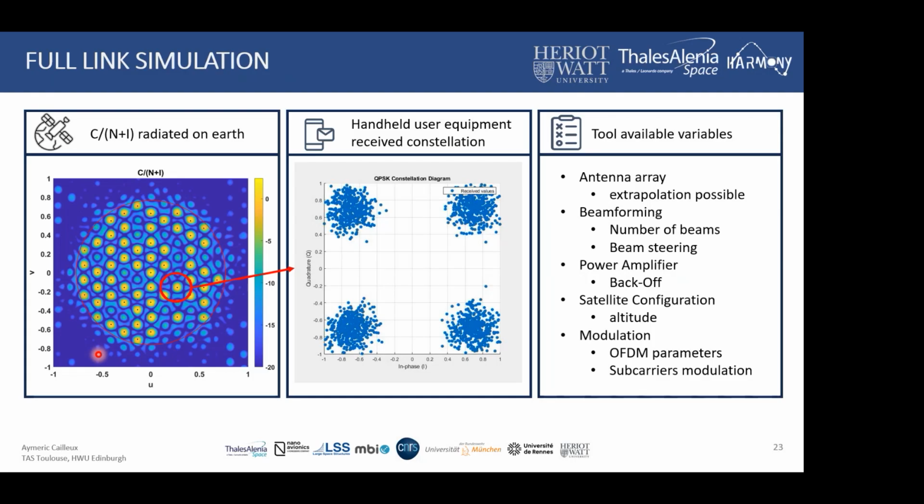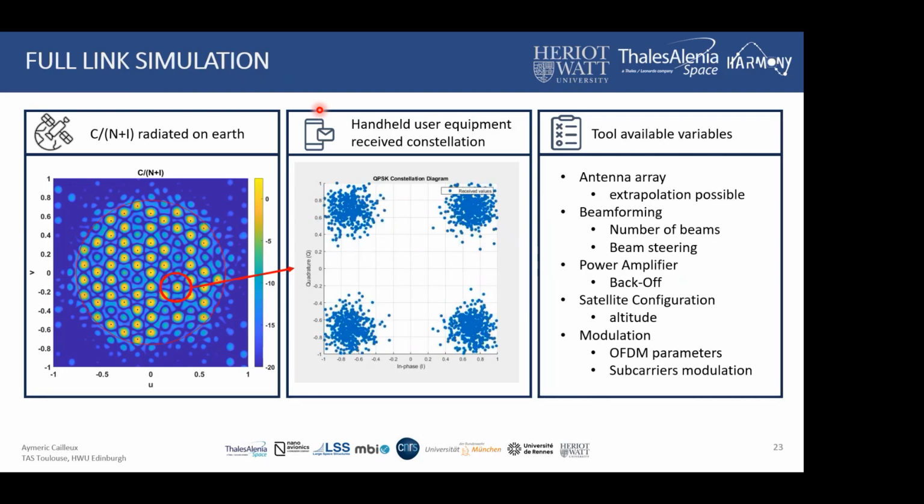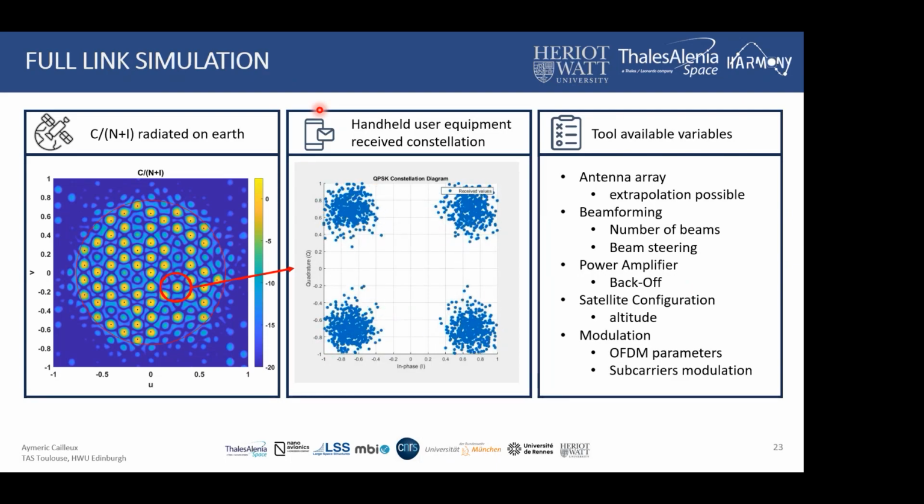on Earth. And that's what you can see right here. And then by taking a specific location on this pattern, we are able to compute the constellation that is actually received by the handheld user equipment. This constellation takes into consideration the non-linearities from the power amplifiers, but also the loss from the link budget analysis.